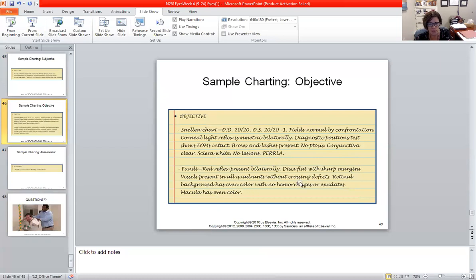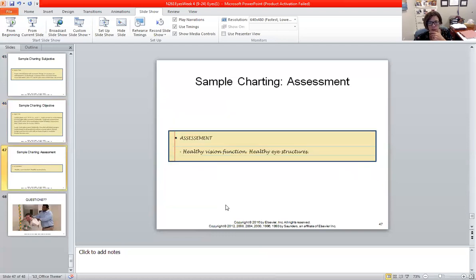Again, this is more for the optometrist, talking about the margins and the vessels within, but it's something you could read. No hemorrhage, no papilledema. So assessment: healthy vision, healthy eye structures. Again, you've done all these assessments and you determine healthy vision, healthy eye structures.